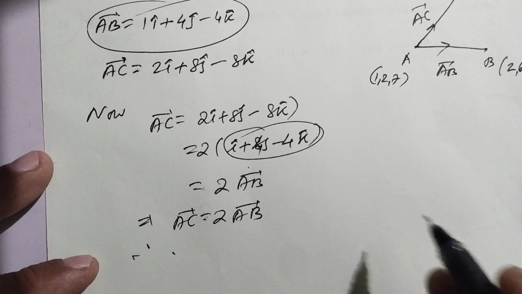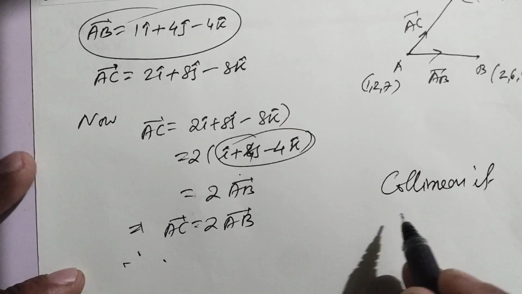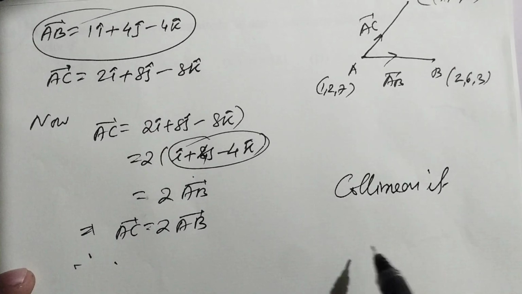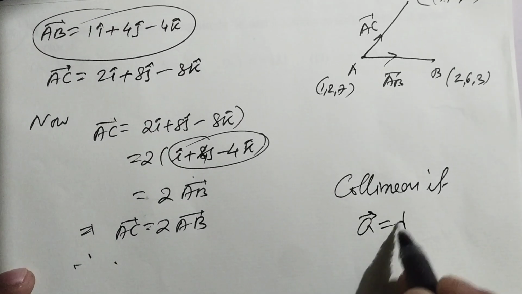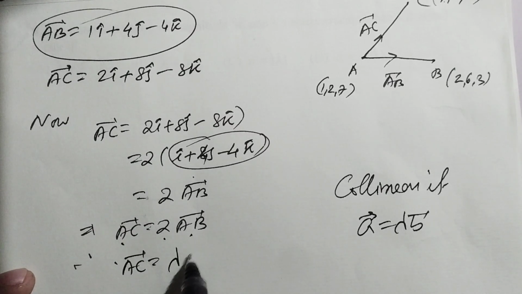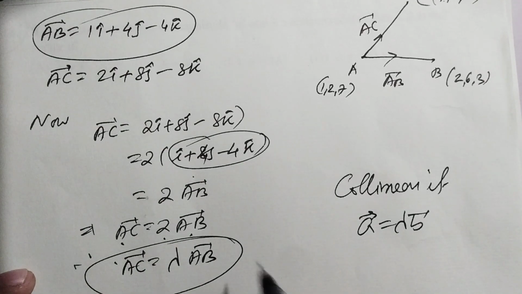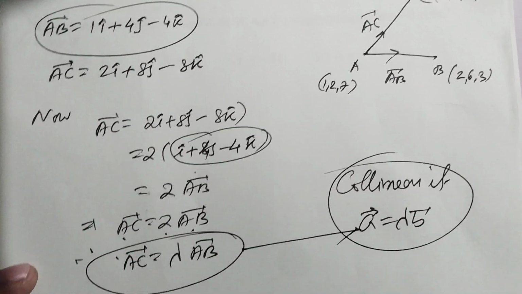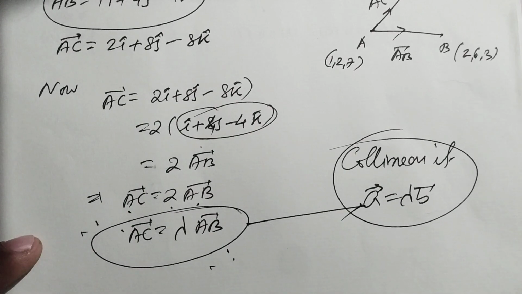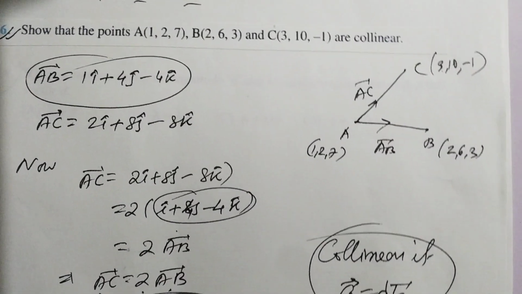Collinear condition, you see: two vectors are collinear if they satisfy this condition, a is equal to lambda b. So here we are getting AC is equal to 2 into AB. That means AC is some lambda into AB, and we can say therefore the points are collinear because they are satisfying this collinear condition. We can say therefore the given points are collinear. So this is the complete solution.